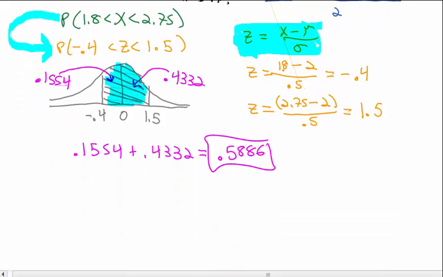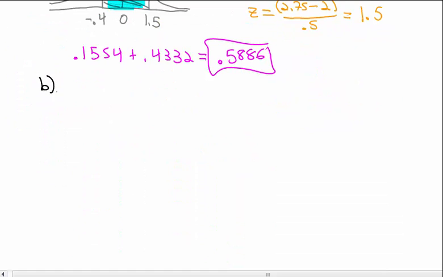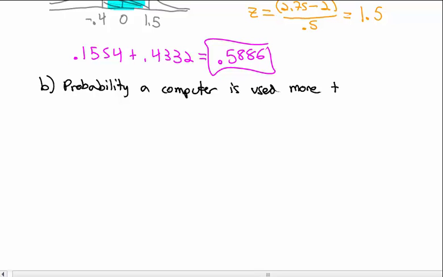Let's try another one. Same information. Computers used an average of 2 hours, standard deviation of 0.5. What is the probability a computer is used more than 2.5 hours? So what we're asking for is the probability that my computer, variable x, is greater than 2.5.